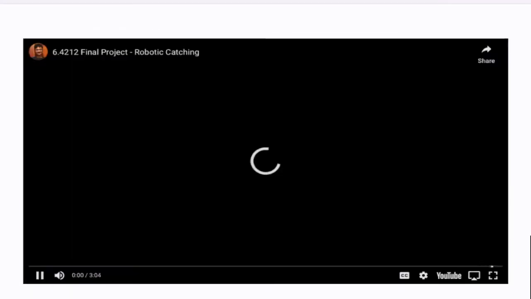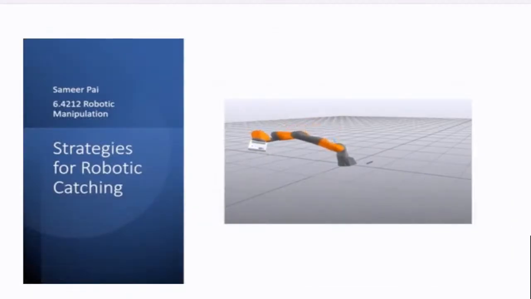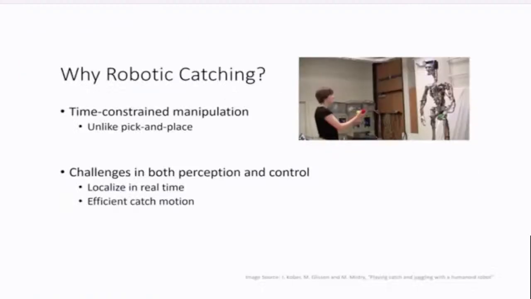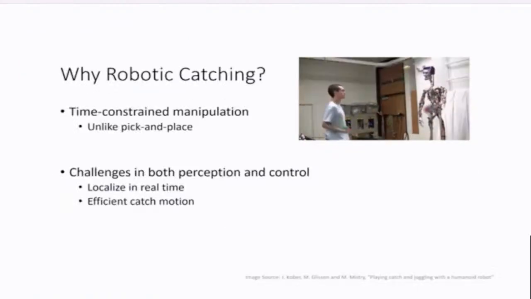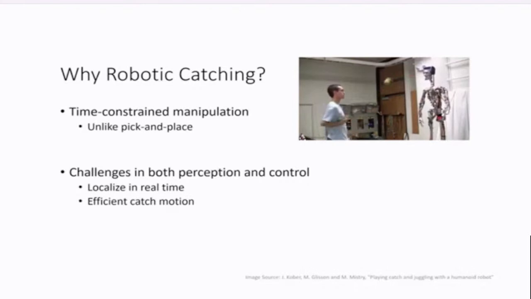Okay. In this project, we seek to enable a robotic arm to catch a free-flying spherical projectile using only an RGBD sensor and a bin welded to the robot's end effector. We study this problem because it is an example of time-constrained robotic manipulation. All perception, planning, and control must take place within the time of flight of the object. This is in stark contrast to many other manipulation tasks, such as pick and place.